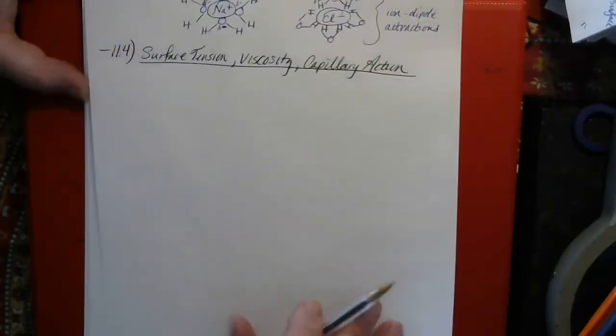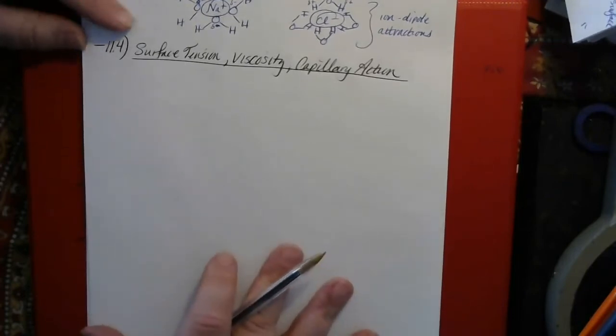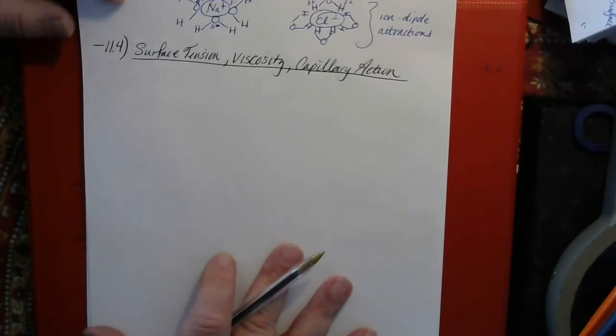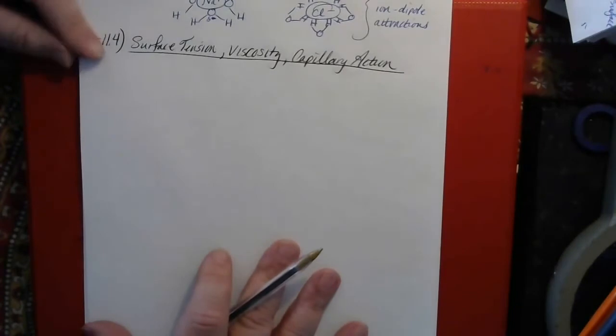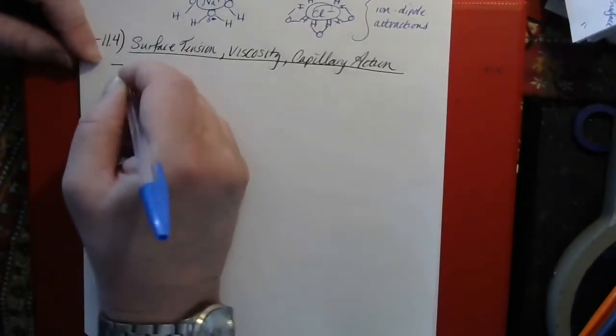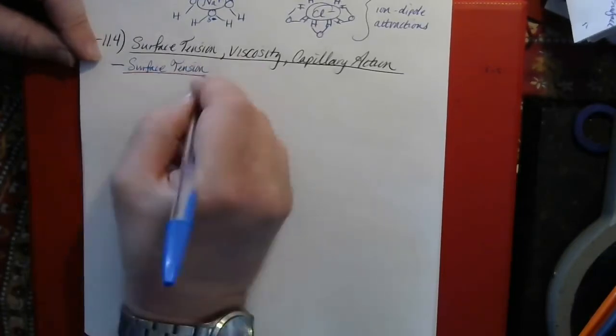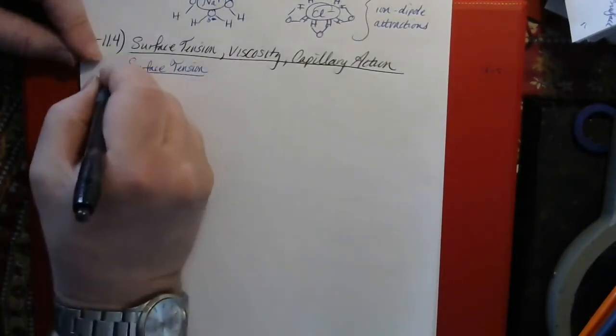And capillary action has to do with the ability of liquids to flow in glass tubes because of the attraction of the liquids for the glass of the tube versus their attractions for each other. So let's take those one at a time, though, because it can get a little confusing otherwise. So first of all, surface tension.